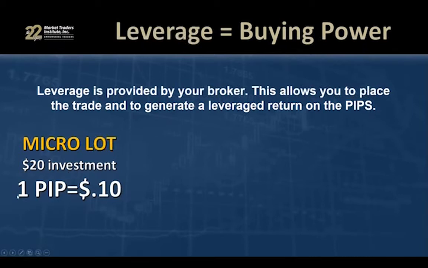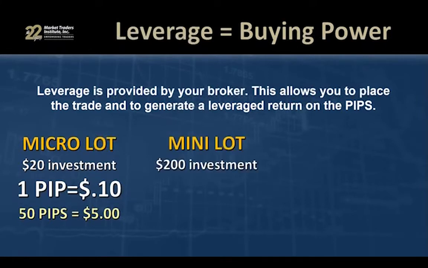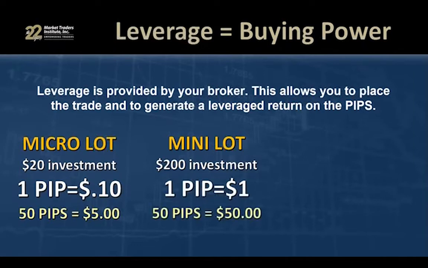Now in this case, each pip that you capture with a micro lot is going to be worth 10 cents. So I'm going to teach you a trading strategy here today where we're going to be looking to go after 50 pips per currency pair per day. If we capture that 50 pips, you're going to generate a profit of about $5 per currency pair per day. If you're trading with a mini lot, it's about a $200 investment per trade. Each pip is going to be worth about $1. So those 50 pips are now going to be worth about $50 in profit.